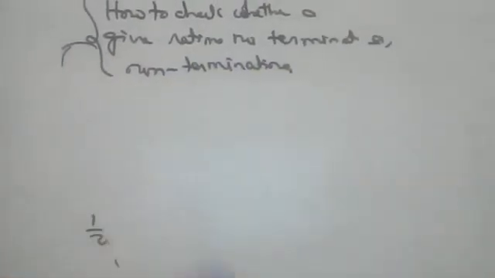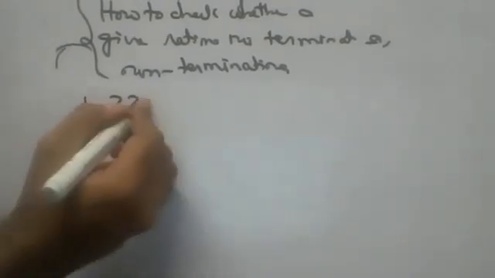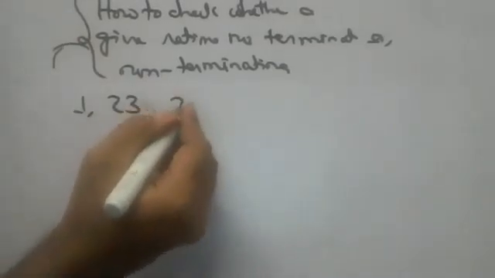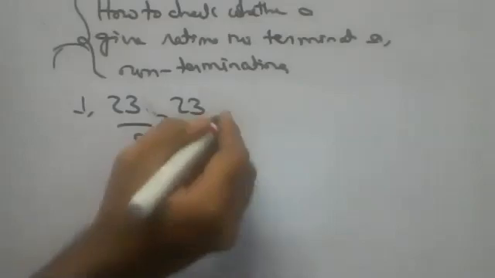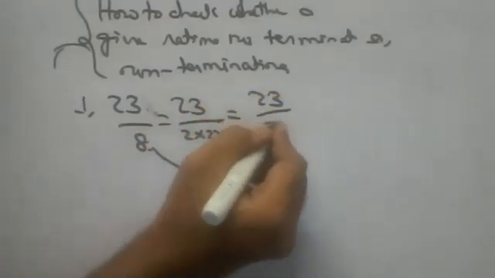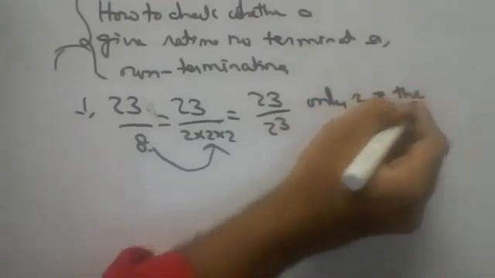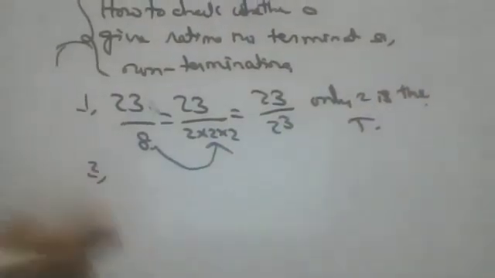Now I will give big numbers, children, like how they will give in an exam. 23 by 8. Numerator is not important for us, children. No problem, numerator will come later. Is it terminating or non-terminating? 2 into 2 into 2. Prime factorization of the denominator you should do. 23 by 2 cube. Only 2 is there. Yes, it is terminating. Only 2, only 5, only 2 and 5.